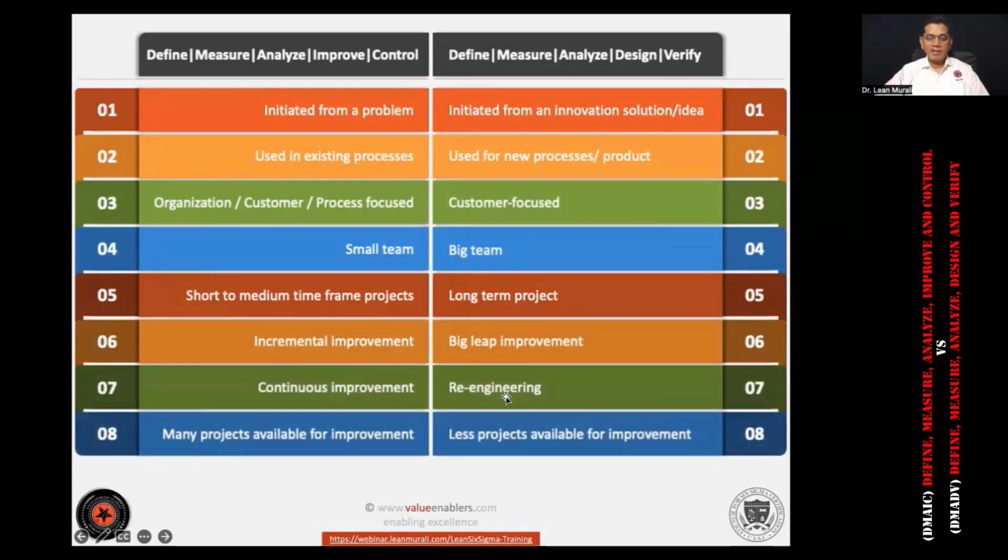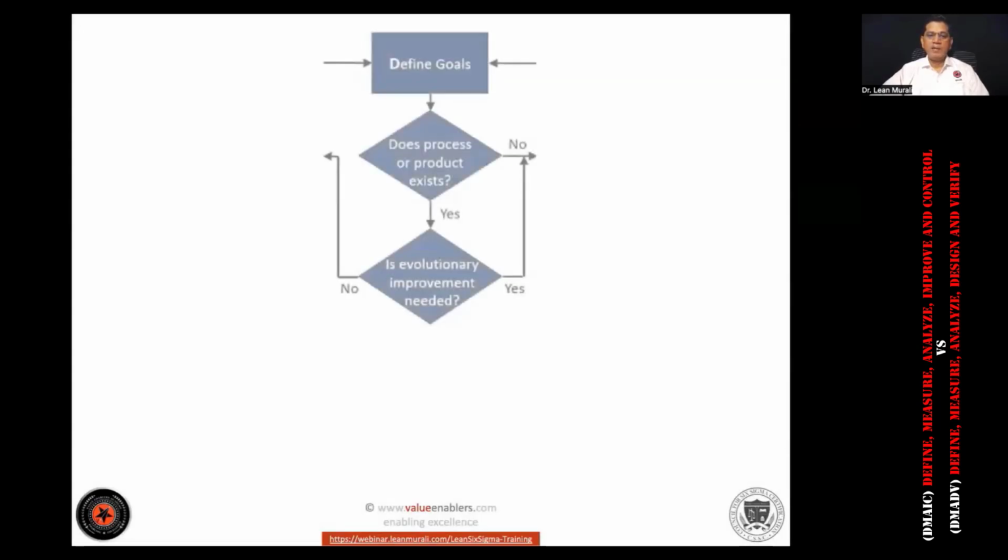Many projects available for improvement. This is a few key niche projects. Okay. So how is this slide? Please type awesome, useful, fantastic, whatever it is, because now I've given in simple words the key differences in different words. Because I want to show you the differences between DMAIC and DMADV.